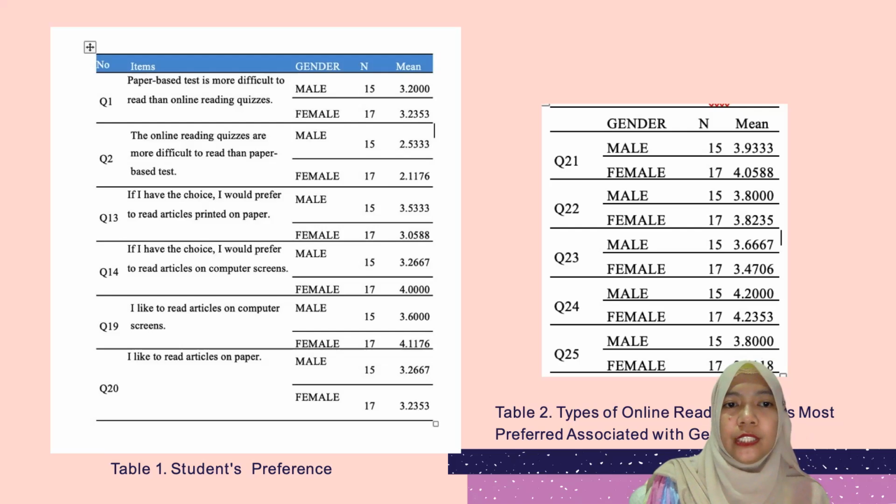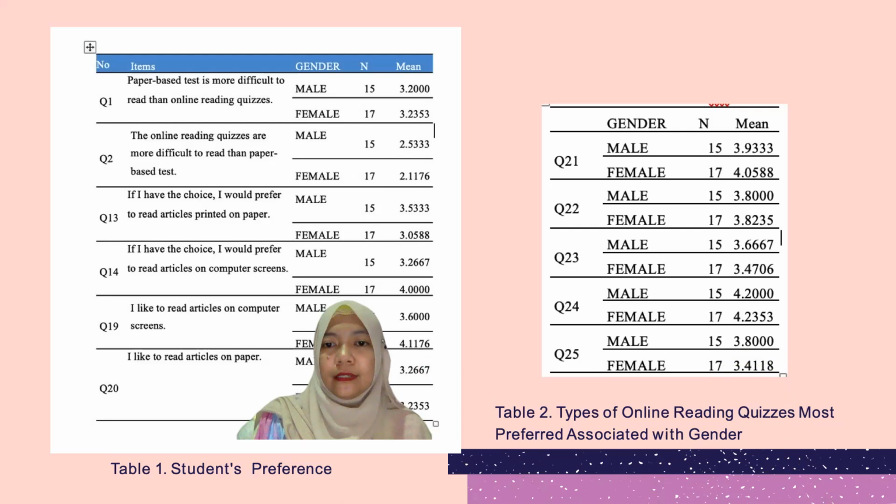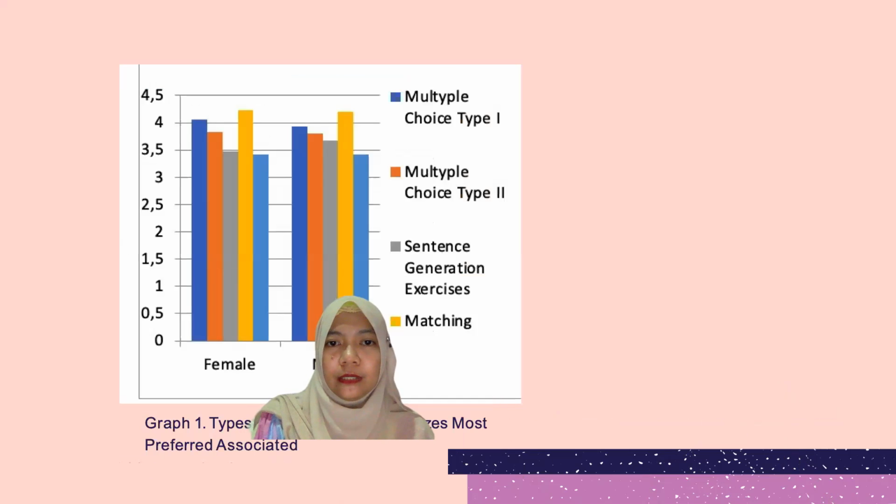The last questions here, Q19 and Q20. The highest score here is Q19. The students like to read articles on the computer screen. And then the second one is here. We can see.